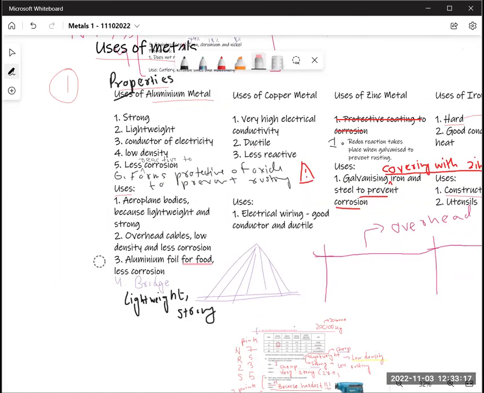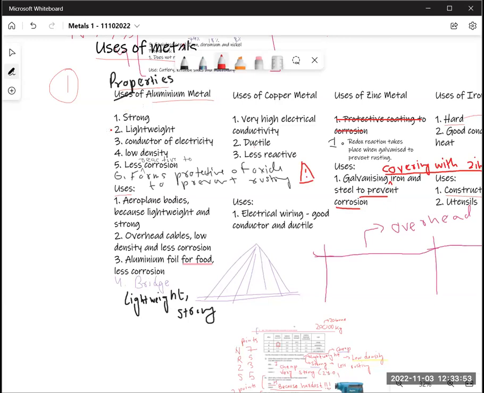Can you tell me two properties of aluminium? Two properties of aluminium. Okay. One second, let me think. Okay, so one is low density. Yeah, low density. Okay, and one more.